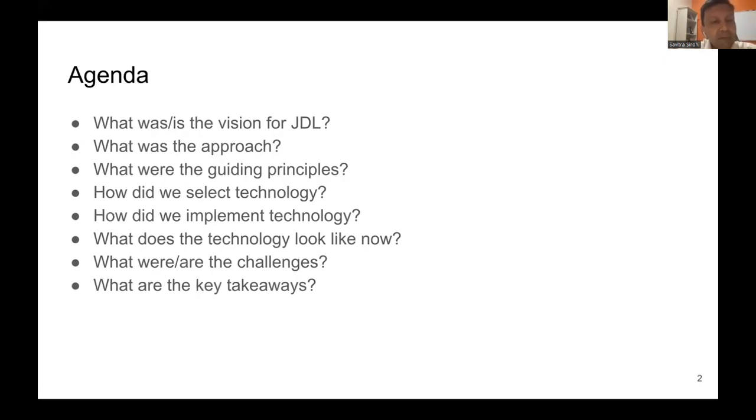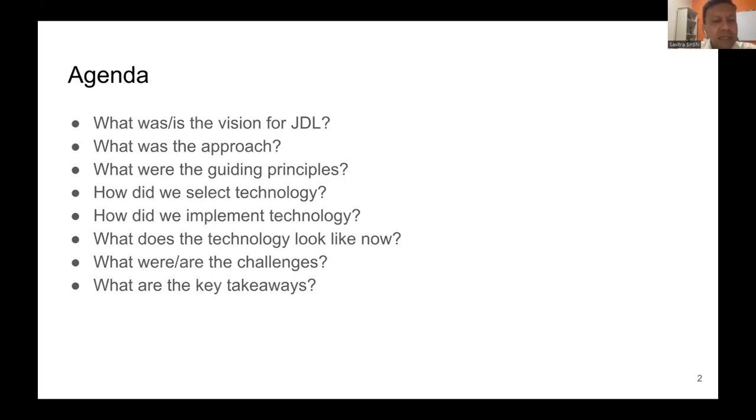I will walk you through how we went through these steps. What was the vision? Then what kind of approach we settled on, and what were some of the guiding principles we used to select and then implement the technology. I will also share the results, basically where we stand right now and what the technology looks like at the moment. And it was not smooth. No technology implementation goes smoothly. There are always challenges and hiccups, so I will share some of those challenges.